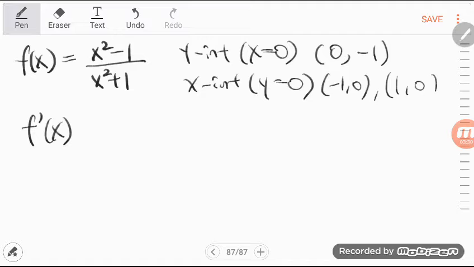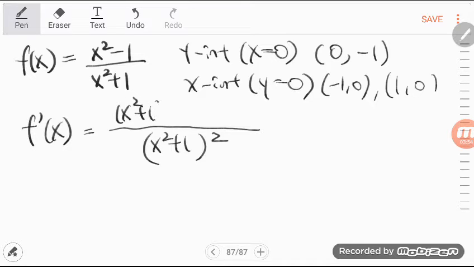To get f prime, I will have to use the quotient rule. It'll be over x squared plus 1, squared. Since we're applying the quotient rule, I'm going to assume that you know how to apply it. If not, please go back to your notes and refer to the exercises that you did earlier on. So I'm going to have x squared plus 1, times the derivative of the numerator, 2x, minus x squared minus 1, times the derivative of the denominator, 2x.